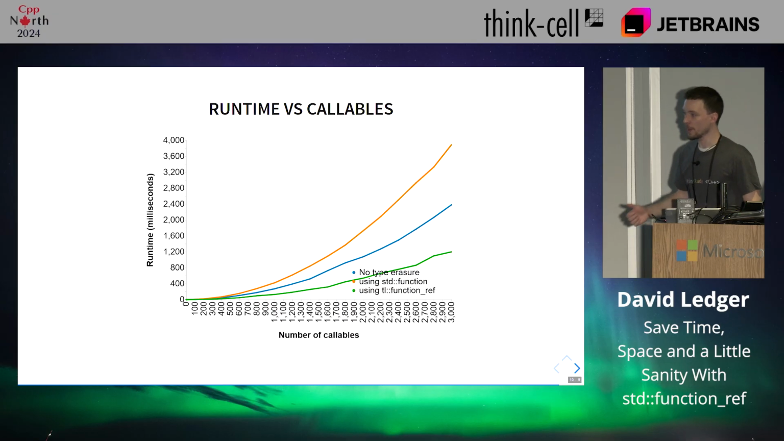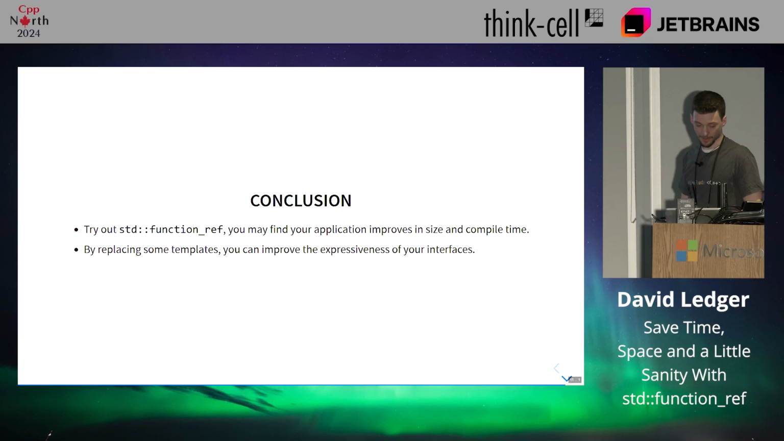So when we can use this, we should. We should use this over std::function when we can. We should be aware of when we can't use it. We should be kind to the users of our libraries. We should be kind to our future selves with our APIs. Consider replacing some of your templates in your APIs. You can be more expressive using std::function_ref or these function wrappers.